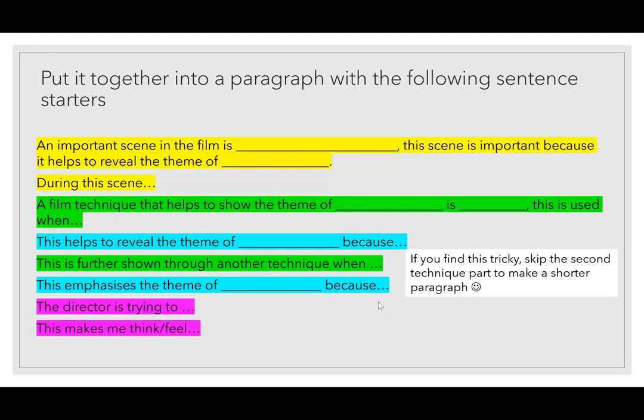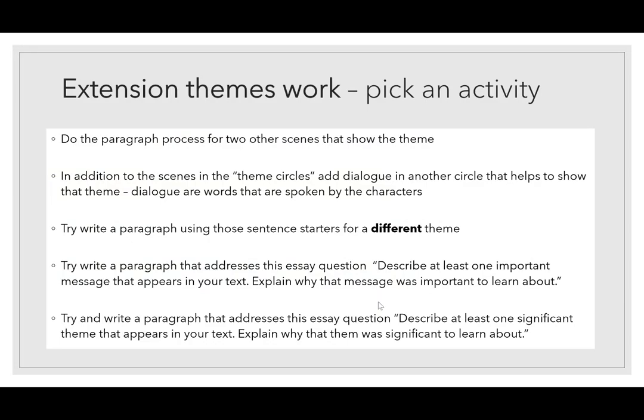If you wait around, I'll show you the extension activities for those of you that have done this and would like to do a little more. So extension theme work. Do the paragraph process for another scene or another 2 scenes. That's basically an essay. Send them to me. I'd love to see them and I'd love to give you feedback. In addition to the scenes and the theme circles, go back and add dialogue as another circle. So that was an activity from a little bit ago. Try and write a paragraph using those sentence starters for a different theme and a different scene.